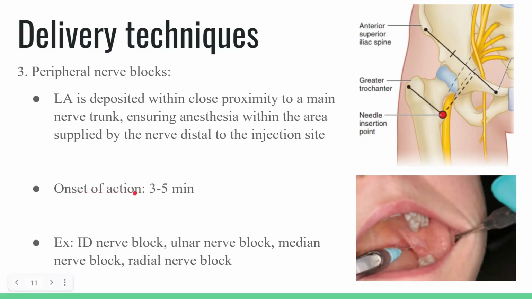Here the onset of action is a little bit longer. It's gonna take some time to work, between 3 to 5 minutes. Examples of peripheral nerve blocks include the ID nerve block. هسا ال ID nerve اللي هو ال inferior dental nerve أو also called the inferior alveolar nerve، وهو بيكون عصب بالoral cavity that supplies the mandible, and it's very common in dentistry to use ID nerve blocks in many operations لأنه بيكون التخدير بيكون بيشمل منطقة كبيرة, which is very useful for the dentist. There's also the ulnar nerve block, which is in the arm, the median nerve block, the radial nerve block, all of which are in the arm, as we will see later.